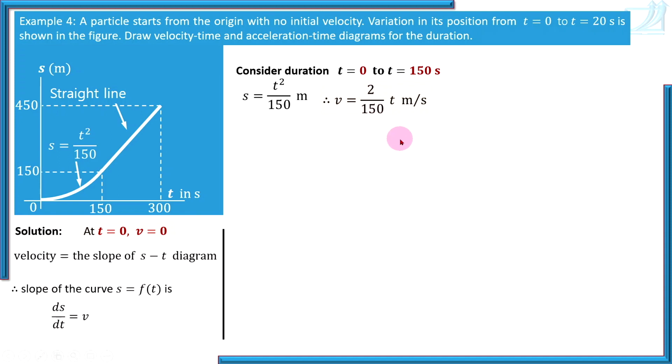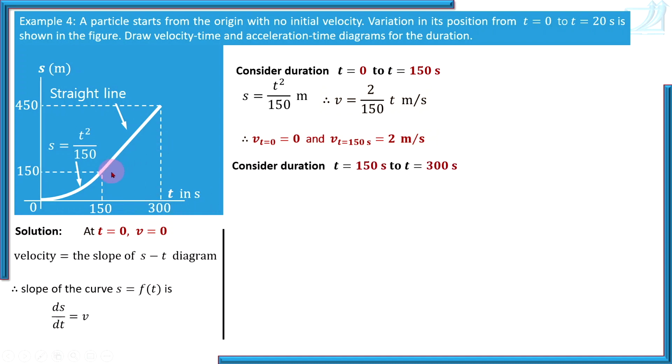So this is the Vt diagram, and as you know, when you want to draw a Vt diagram, you should find velocity values at important instants. So at t equal to 0, velocity is 0. At t equal to 150, velocity is 2 meters per second. From this equation, you will get these two values. You cannot find velocity at t equal to 300 using this equation, because this equation is valid for this interval only, 0 to 150.